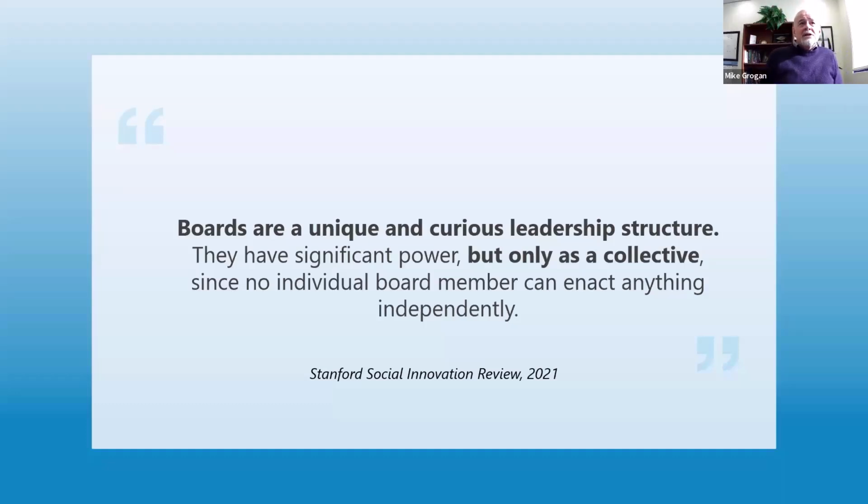One is that boards are a leadership structure. Boards really are. And when we're talking about leadership, it is not just the purview of senior staff people. It is the boards. And boards in a technical definition are the ultimate authority for an organization. Boards have significant power. Actually, they have all the power in an organization, and we'll talk about how they give that power away here. But they only act as a collective, since no individual board member can enact anything independently. Boards very much are a shared leadership model. They are probably the most profound and prolific shared leadership model we have in the sector.